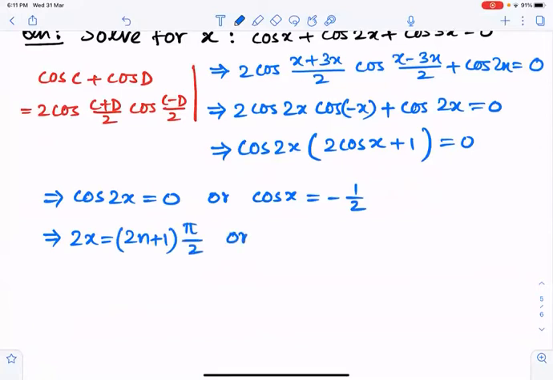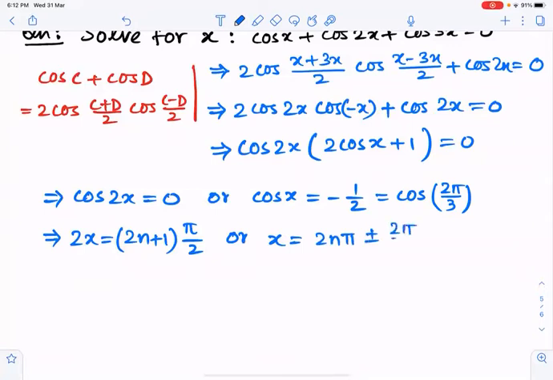And cos x equal to minus half, there is no direct formula, but I can write minus half as cos of something. If I write cos of alpha, then I can get a formula for cos x equal to cos alpha. So minus half is nothing but cos of 120 degree, that is 2 pi by 3. Therefore, from this one I can write x is equal to 2n pi plus or minus 2 pi by 3, and in all these cases our n is 0 or plus minus 1 or plus minus 2 or like this. Okay, so this is our set of solution.